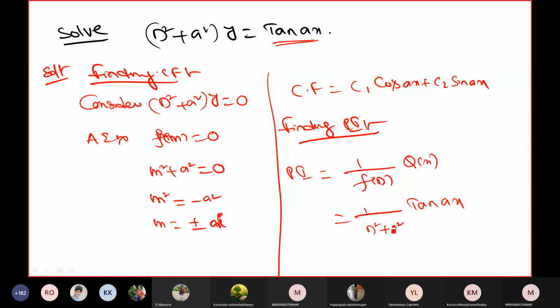So how can we write d square plus a square? Anyone? D plus ai into d minus ai, sir. Very good.